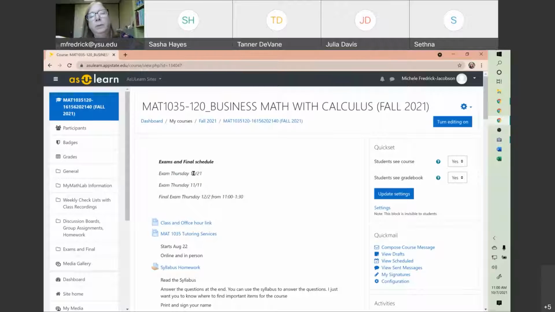I think I moved it to the following week because I didn't realize that you had fall break, which is next Monday and Tuesday. So there's no school Monday and Tuesday. Your second exam will be on October 21st, and the third exam will be November 11th. The final is Thursday of finals week, December 2nd, from 11 to 1:30.